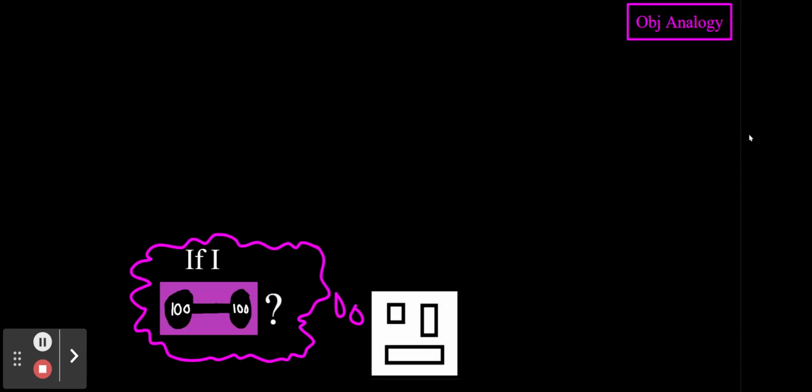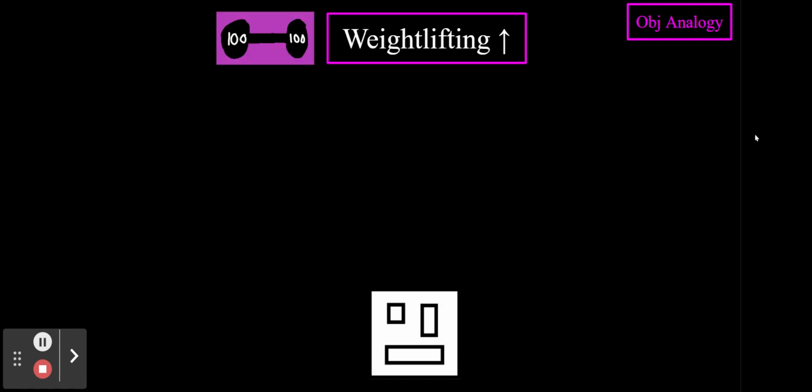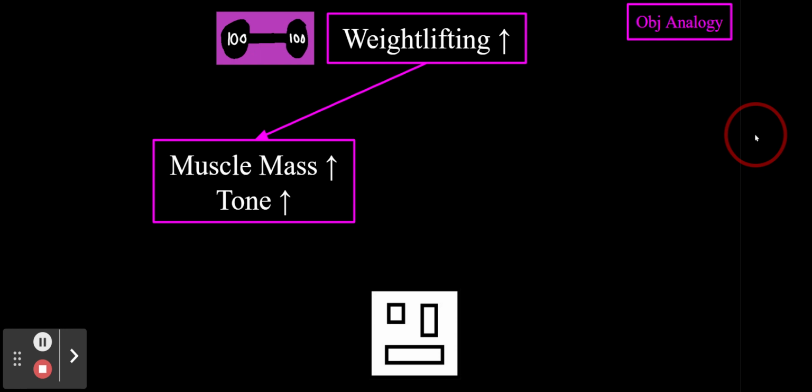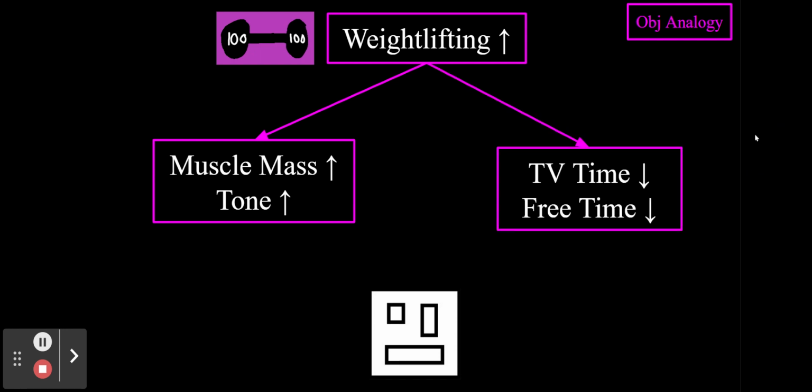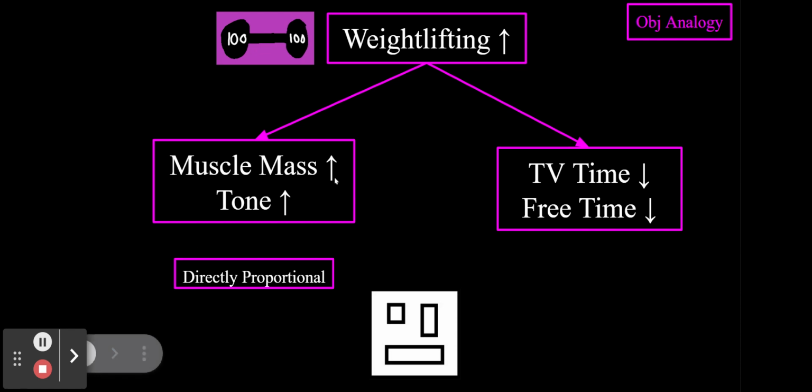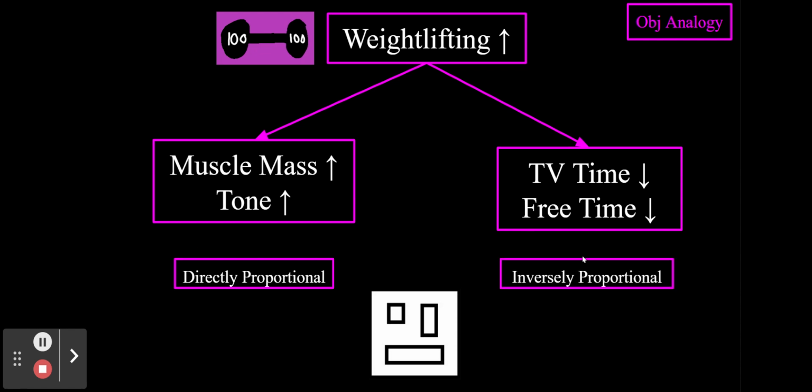For an analogy, we're going to use Dr. Square's weightlifting career. When he was first considering weightlifting, he knew that if he increased it, certain things would go up and certain things would go down. Things that go up have a direct relationship, and the other one is inverse.